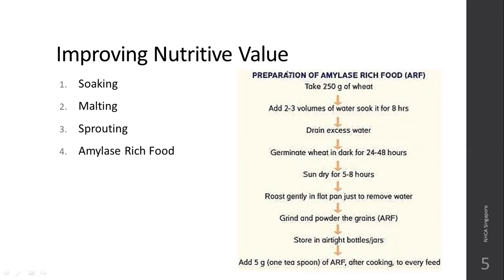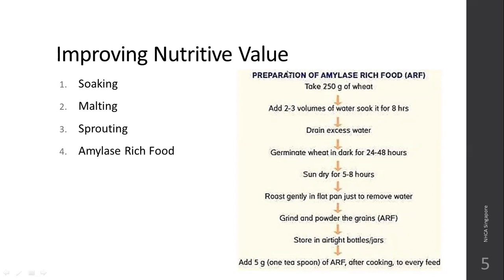Then sun dry it for 5 to 8 hours, the same thing that I told about malting. Then you have to roast them gently in a flat pan, just so that you get rid of the excess water, because if you grind them with moisture, you cannot store them for a long time. So after sun drying, just gently roast them for a little bit of time so that you are sure all the water has evaporated. Then you grind them into powder.